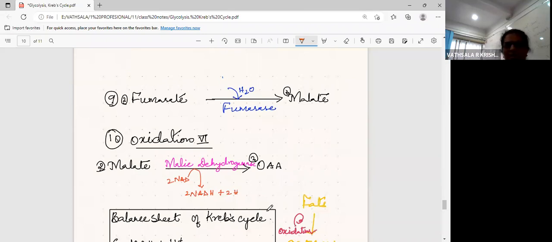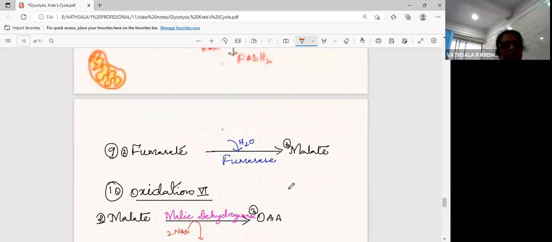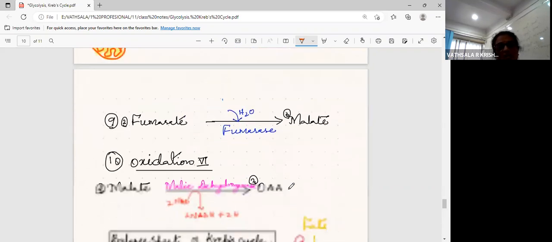And this is a very easy one. There it is a hydration reaction. Hydration is giving the water. Next is another oxidation. Total oxidation, keep counting. So here there is the sixth oxidation. Malic acid is converted to oxaloacetic acid.